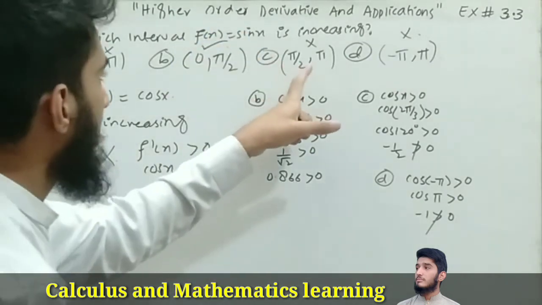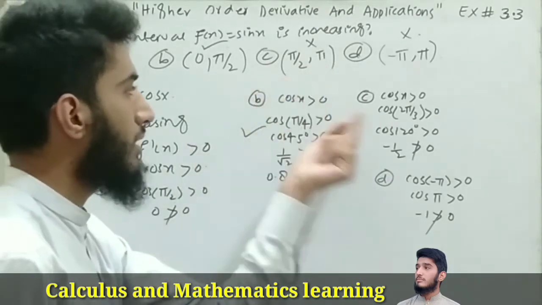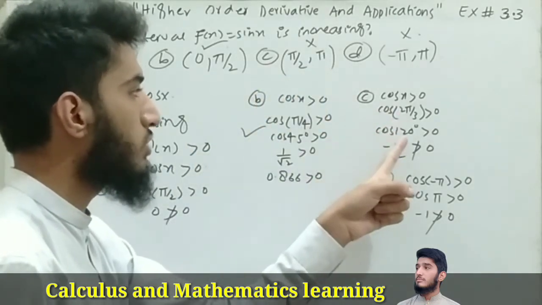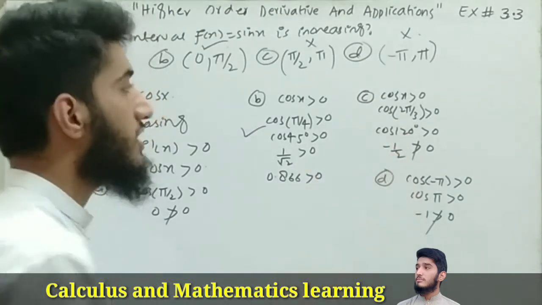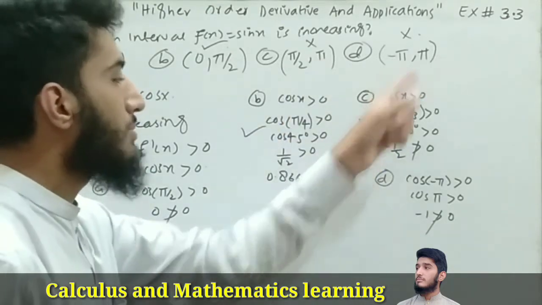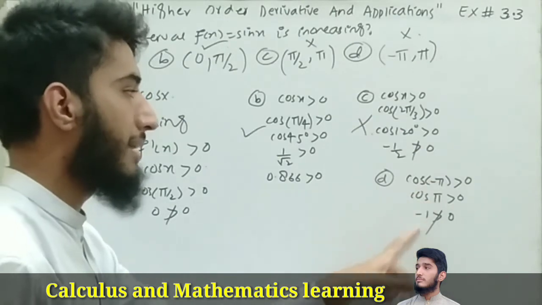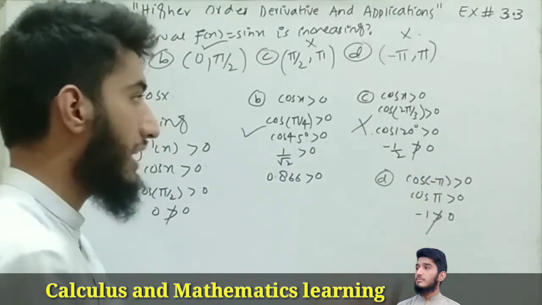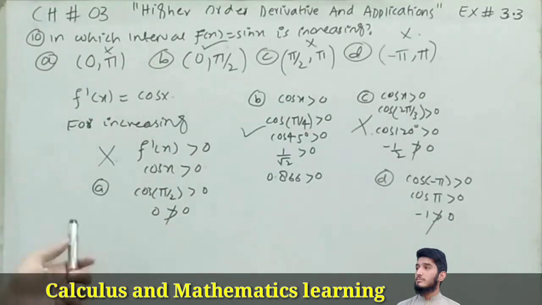It means the given function is increasing. And for option number C, let's suppose I take a number in between this interval, 2 pi by 3, which is equal to cos of 120 degrees. Cos 120 degrees is minus 1 by 2, which is not greater than 0. It's also against the definition of an increasing function. This is the wrong option. And for this option, let's suppose I take minus pi, so cos of minus pi will be cos pi, and cos pi is minus 1, which is not greater than 0. This is also against the definition. So the right option will be option number B for MCQ number 10.